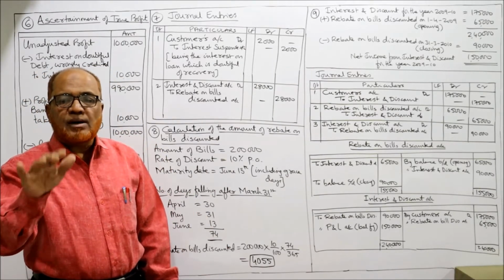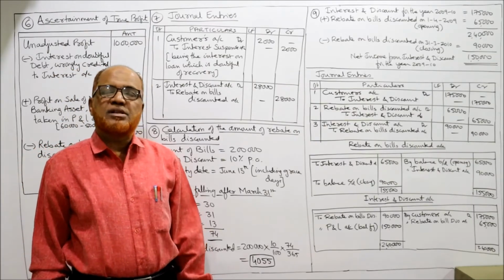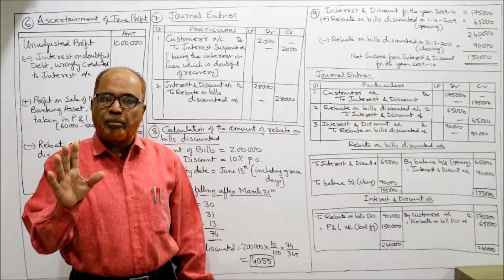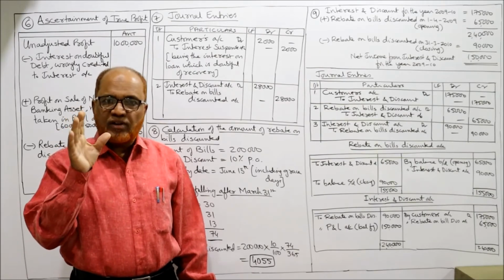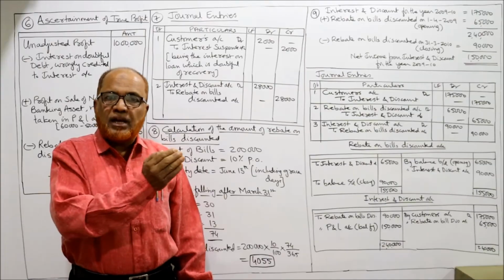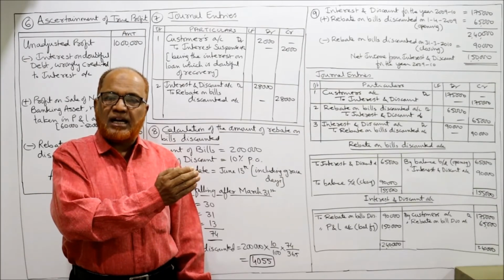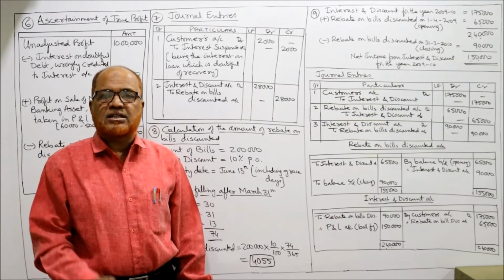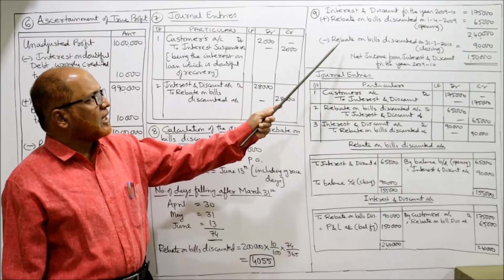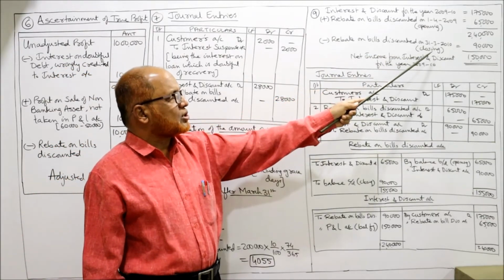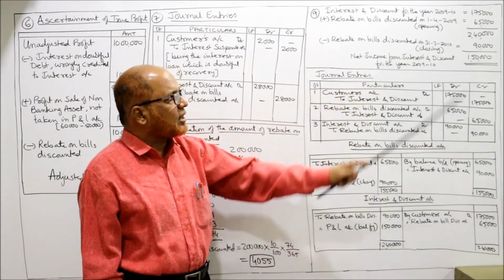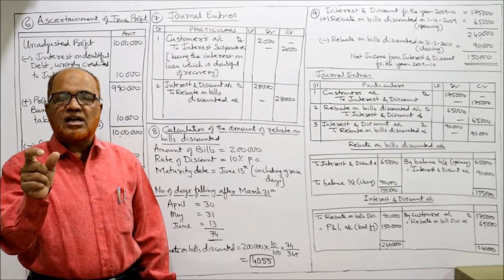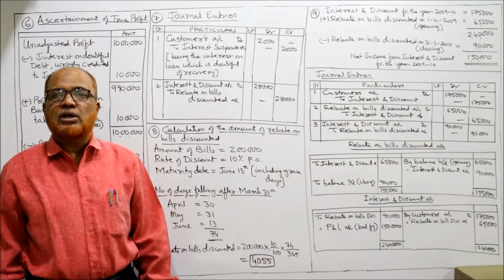From that, subtract the rebate on bills discounted at the end of the year, 31st March. So make it a rule. Remember, always keep it in mind: the opening rebate on bills discounted will be added and the closing rebate on bills discounted will be subtracted. So closing rebate on bills discounted on 31st March 2010 is 90,000. Subtract 90,000, and we get 1,50,000. So 1,50,000 is the interest and discount of the current year 2009-10.